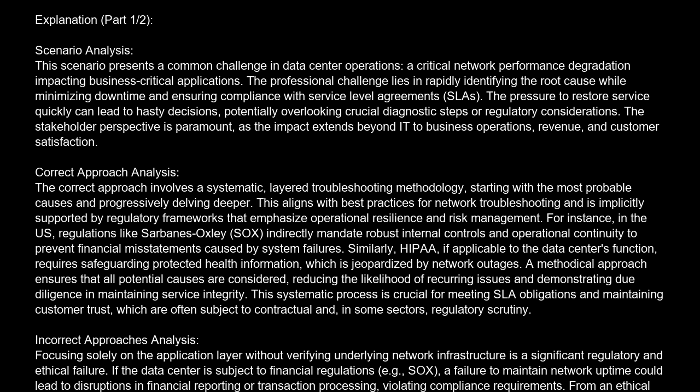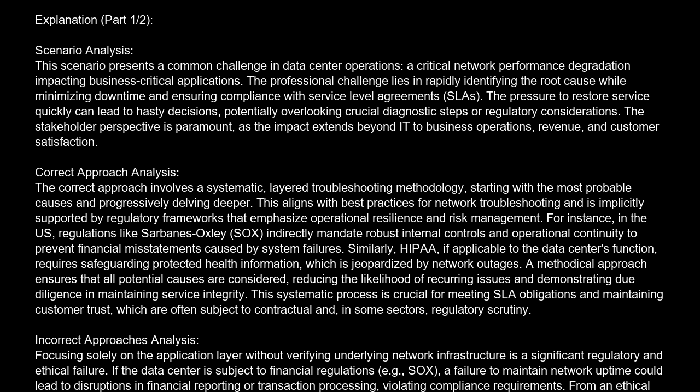Correct approach analysis. The correct approach involves a systematic, layered troubleshooting methodology, starting with the most probable causes and progressively delving deeper. This aligns with best practices for network troubleshooting and is implicitly supported by regulatory frameworks that emphasize operational resilience and risk management. For instance, in the U.S., regulations like Sarbanes-Oxley, SOX, indirectly mandate robust internal controls and operational continuity to prevent financial misstatements caused by system failures.